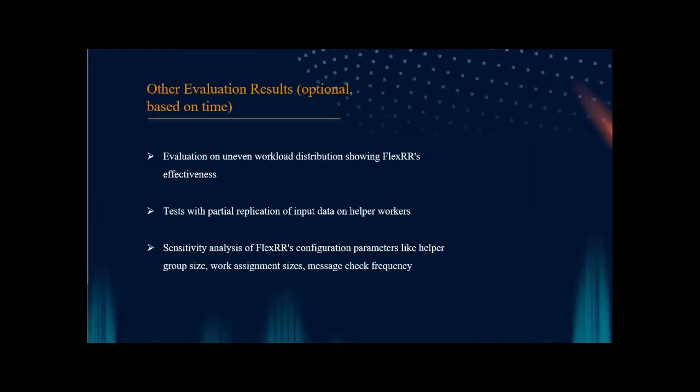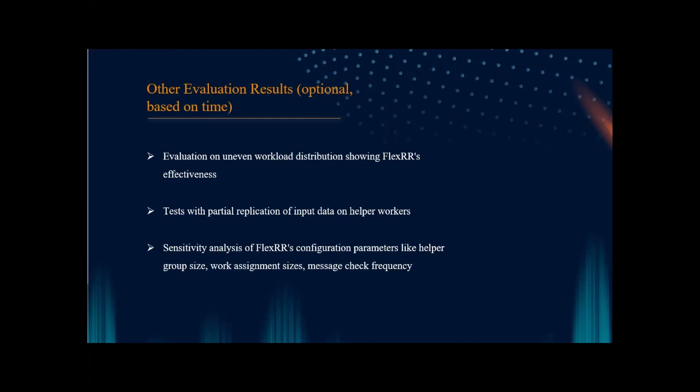Now we have the other evaluation results. Evaluation on uneven workload distributions. This refers to a scenario where some machines are assigned more work or take longer to complete their assigned tasks compared to the others. This can slow down the entire machine learning training process. So, FlexRR mitigates uneven workloads. FlexRR here can improve the training speed even when there are uneven workloads due to the stragglers.